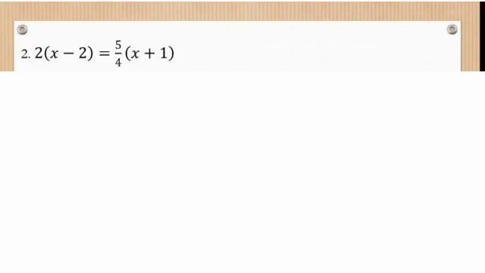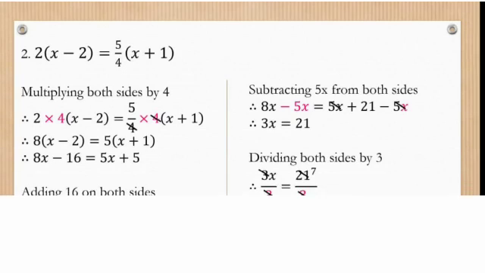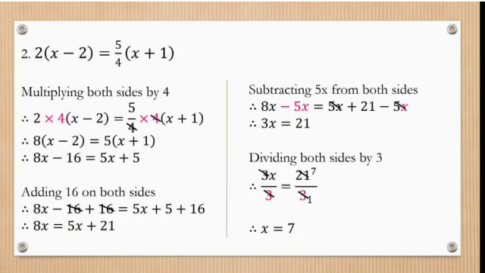Let's go with this example, children. 2x minus 2, that is in the bracket, is equal to 5 upon 4, x plus 1 is in the bracket. Now from your right hand side, you are first going to remove 4. So that is 5 upon 4. So it is divided by 4, right? So divide will get changed into multiplication. Correct. So you are going to multiply both sides by 4.